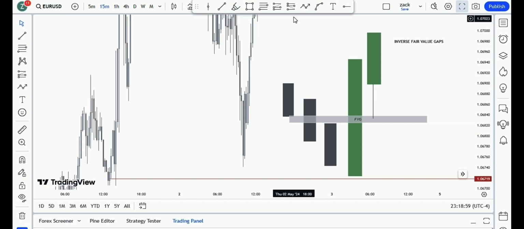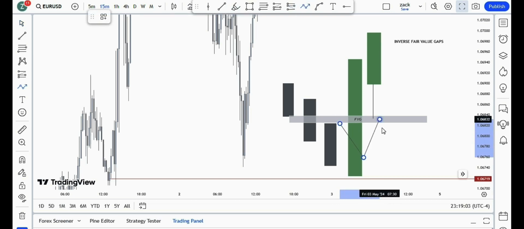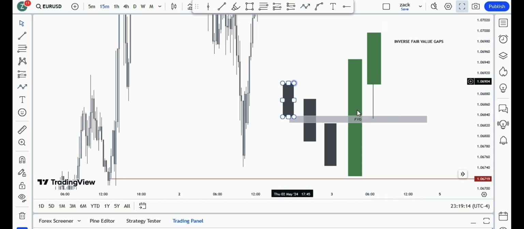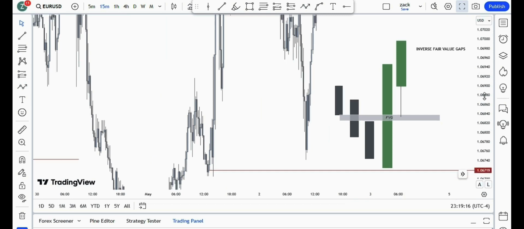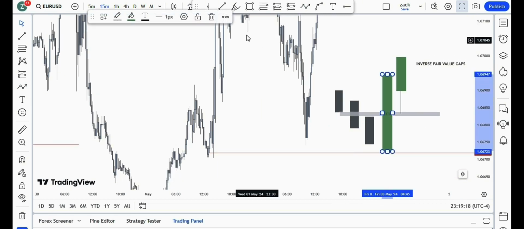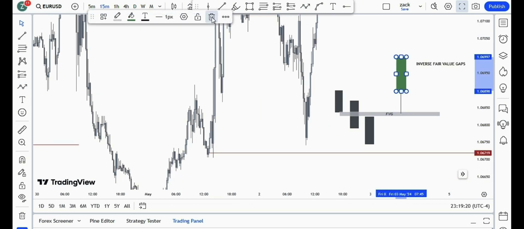So this thing was like this before. You're expecting this to occur, but price disrespected it. It did not wick. So this becomes what? Inverse. This becomes an inverse fair value gap. This is how I enter my trades actually. So let me show you that.